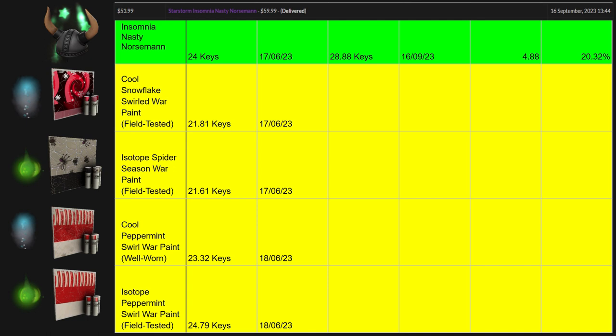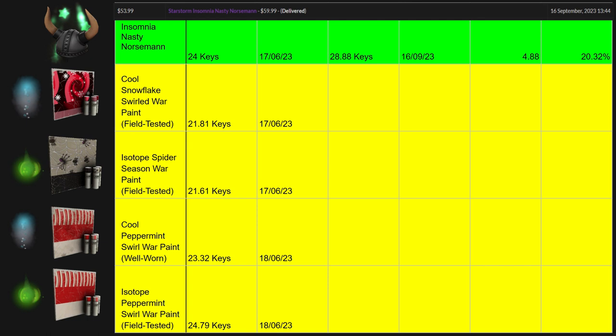Cool Snowflakes War Paint Field Tested. I got this extremely cheap and it looks good. I probably have a price too high or there is market competition. Isotope Spider Season War Paint Field Tested. I got this really cheap and it looks amazing. I think it could sell for my high price if I wait even longer.